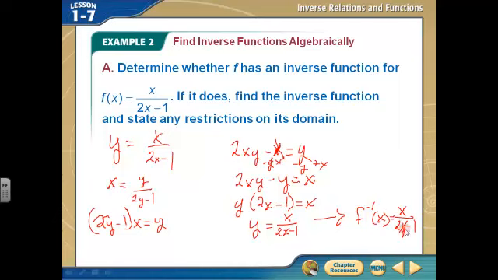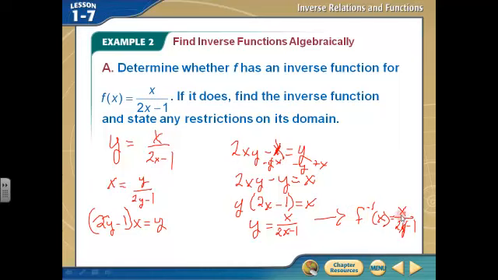It is a coincidence that this and this are the same. That doesn't happen very often. So don't just think, oh, well, I can just copy over the... It very, very rarely happens. Okay, so now I've got this function. Now I need to state any restrictions on the domain.